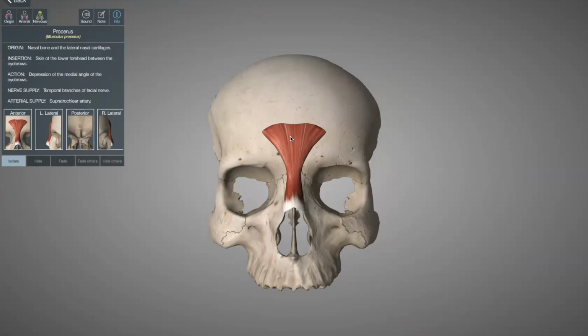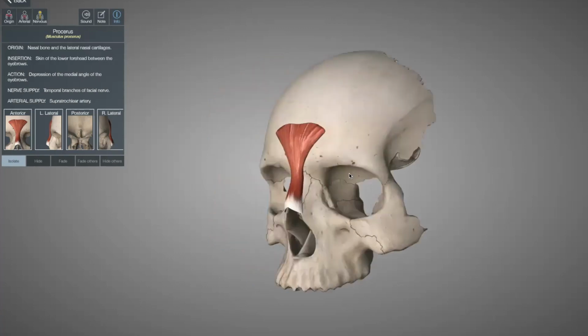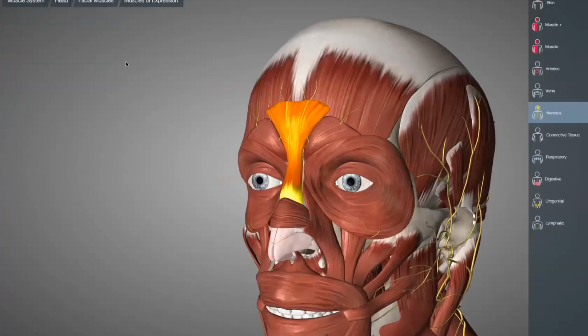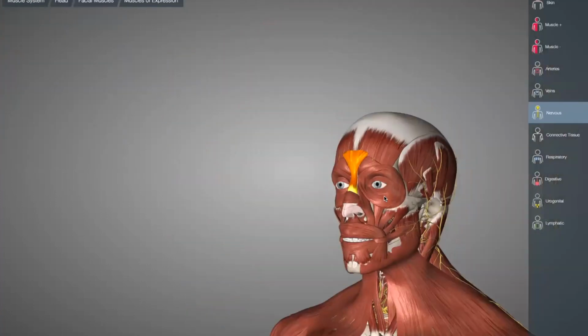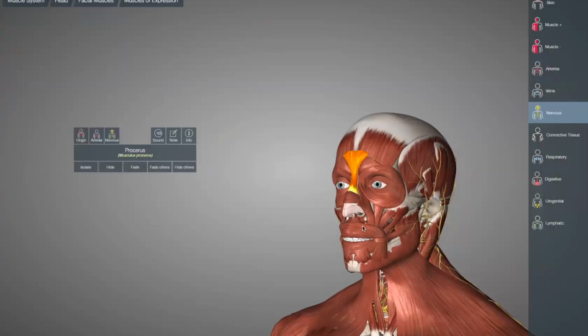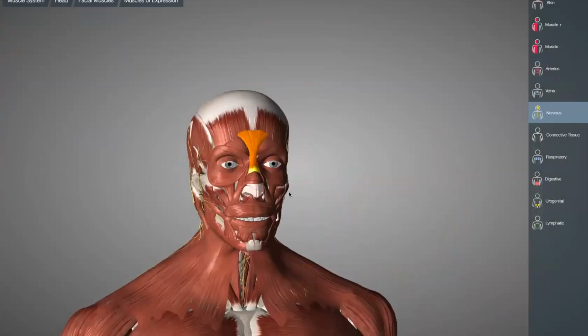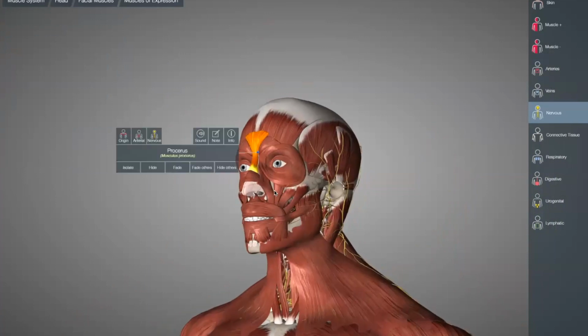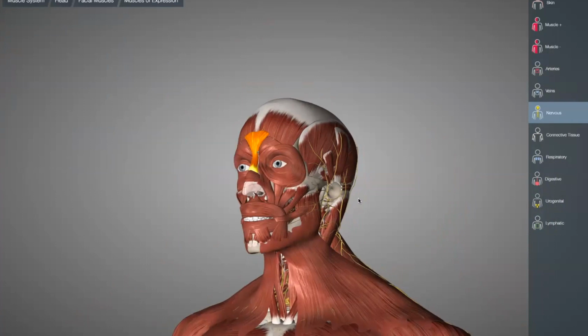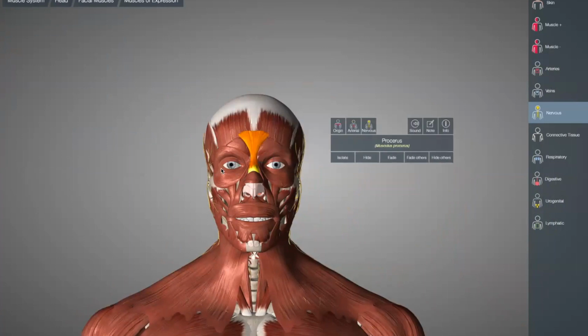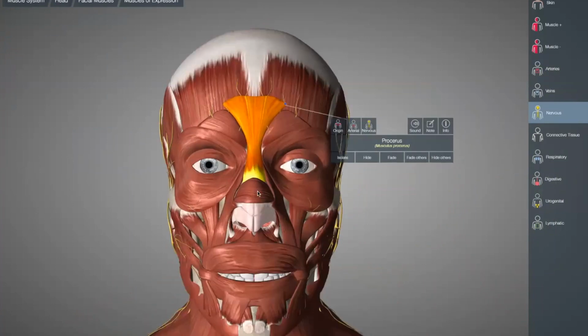Actions. What does it do? It pulls the eyebrows downwards. And finally, how is it innervated? It's innervated by the buccal branch of the facial nerve. The next muscle we're going to talk about is the nasalis.